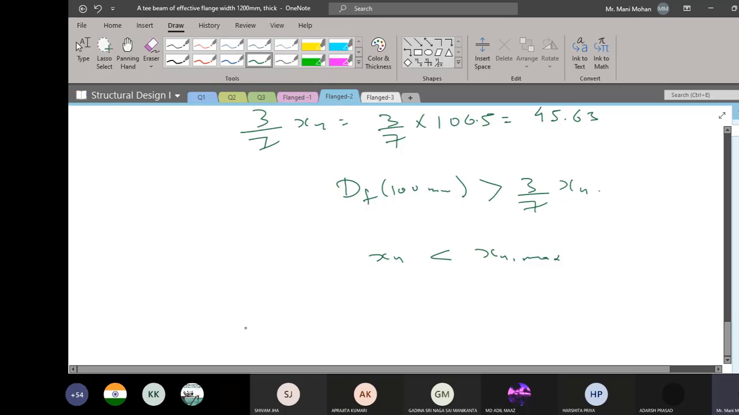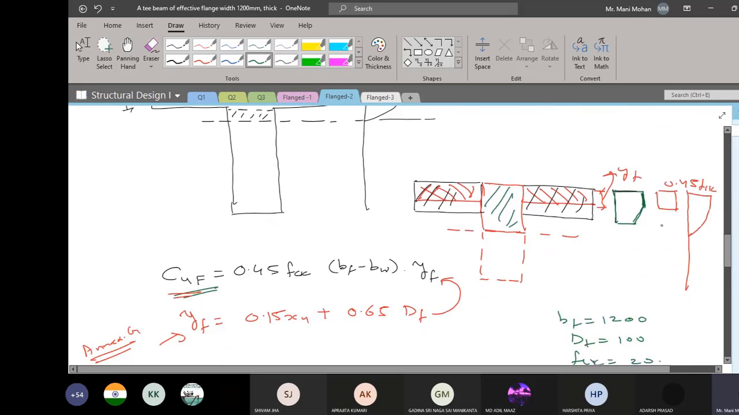So I can write my moment of resistance. What is my moment of resistance? You have to be very careful when you write the moment of resistance formula. Why? Because you have the compression force in the flange and the compression force in the web. The compression force in the flange is going to have a different lever arm from the web. This lever arm is D minus 0.5 times YF, and this lever arm is D minus 0.42 XU.